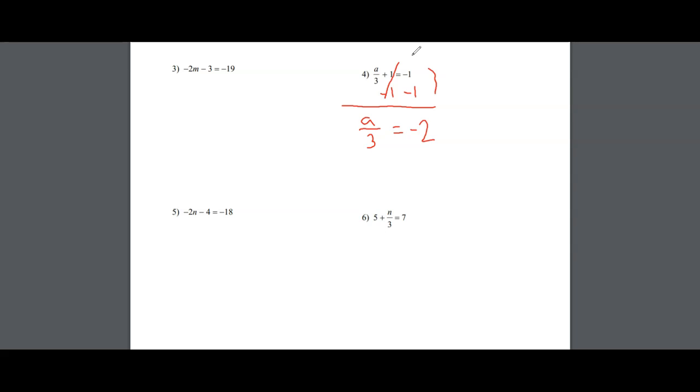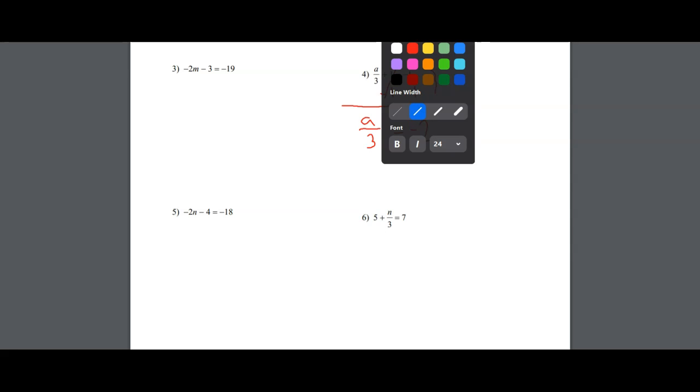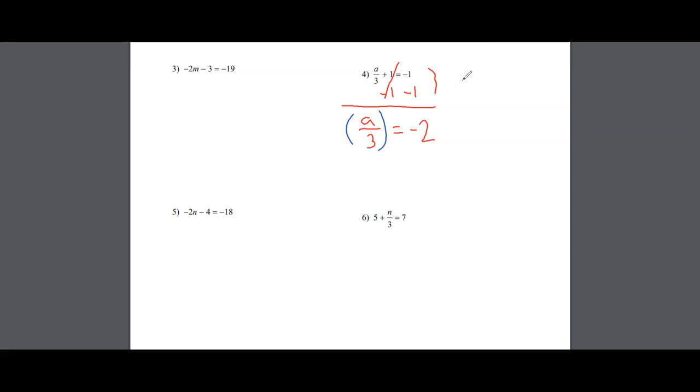Now, how do I get rid of that 3 in my denominator? How do I simplify that out? Well, I've got to do the inverse of dividing by 3, and that's going to be multiplying by 3. Got to multiply both sides by 3. So that is going to give me a is equal to negative 6. So 2 steps for this problem as well.